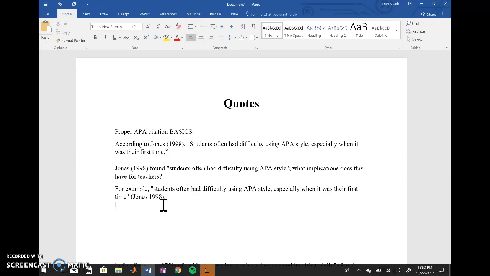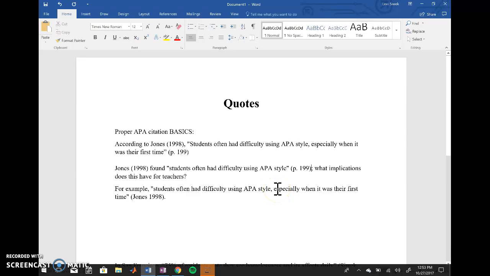A general theme with APA style in-text citations is that you don't need to include the title of the article or website or book. What's most important is the author's name and the year. If there's a page number, however, you would include it, like for this first example, you would include a p and a dot, and then say page 199. For this example, you would put it right here before the semicolon, because this is when your quote has ended. And yep, that's how you would do those two.